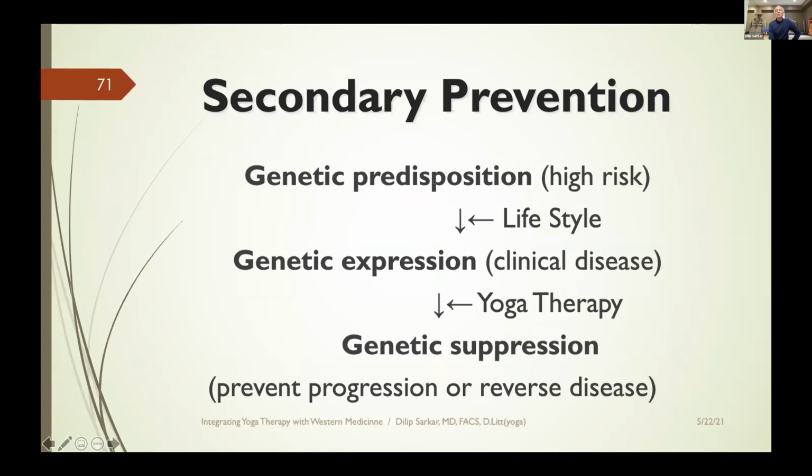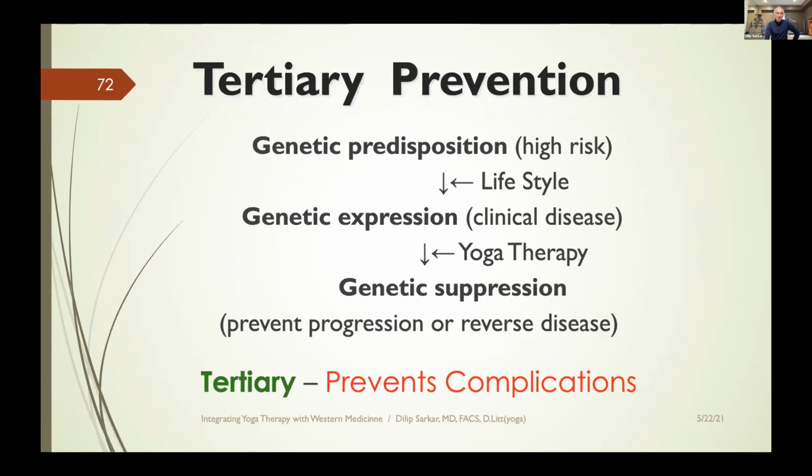Secondary prevention means you have a genetic predisposition, the lifestyle, and you got the disease. You got either breast cancer or heart disease, and you get angioplasty, bypass, or radiation therapy, chemotherapy. But when you incorporate the relaxation response in yoga therapy, you get a genetic suppression, you prevent the progression or even reverse the disease process. As Rajan was telling, it happened to me, and I'll show you a little bit more when we discuss the cases tomorrow.